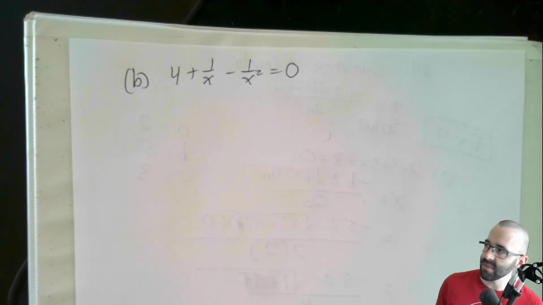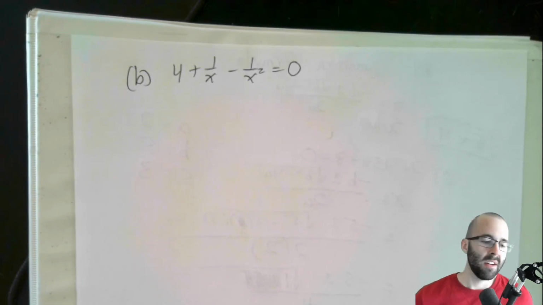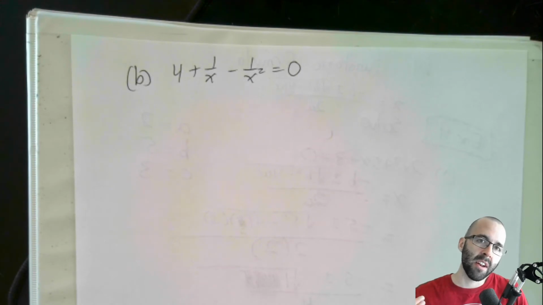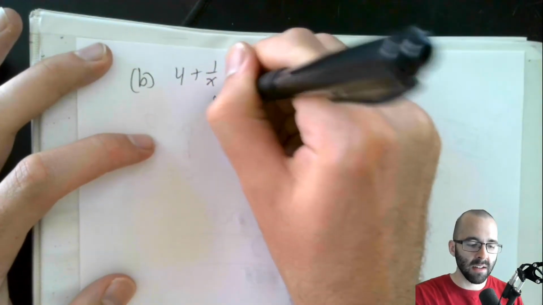But if you ever have fractions and variables in the denominator, what you need to do is get rid of that. So the way we get rid of variables in the denominator is multiply both sides of the equation by the LCD.